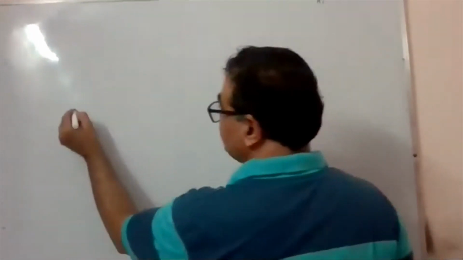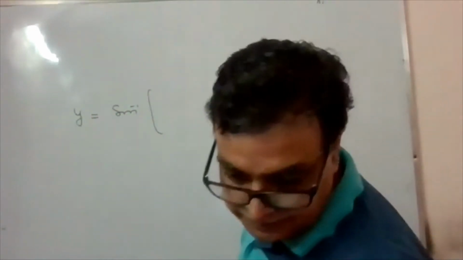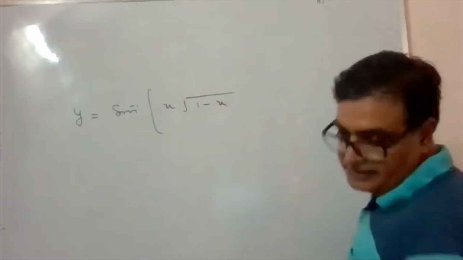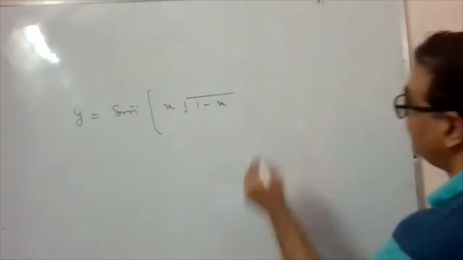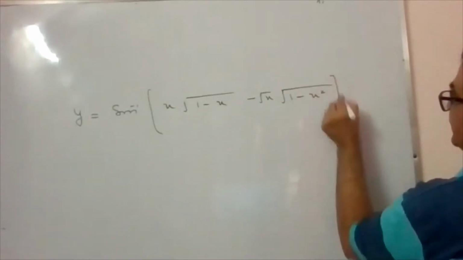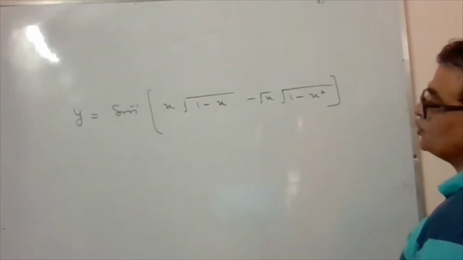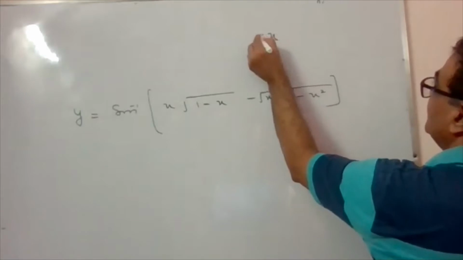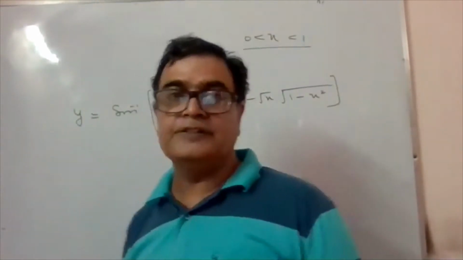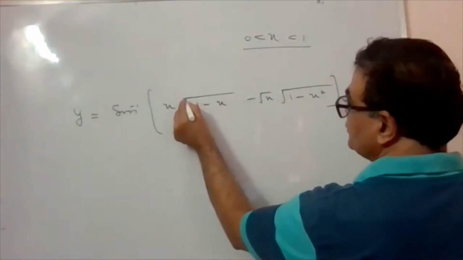y is equal to sine inverse of x under root 1 minus x, minus root x under root 1 minus x squared. It is given that x is between 0 and 1. Find what is dy by dx. This is another board question we have.